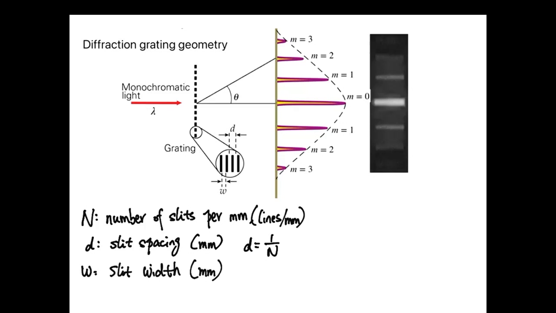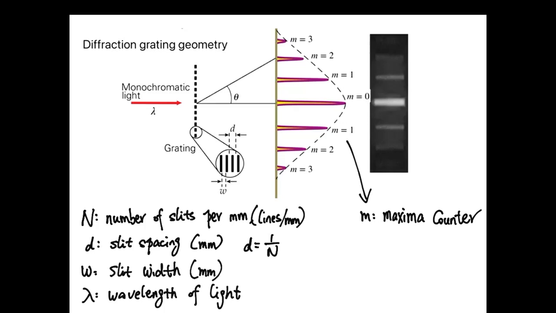W is the slit width. Lambda is the wavelength of the light. m is the maxima counter, so m equals 1 is the first order maximum. And theta is the angle you're going to measure. Angle theta won't be the same for each grating.